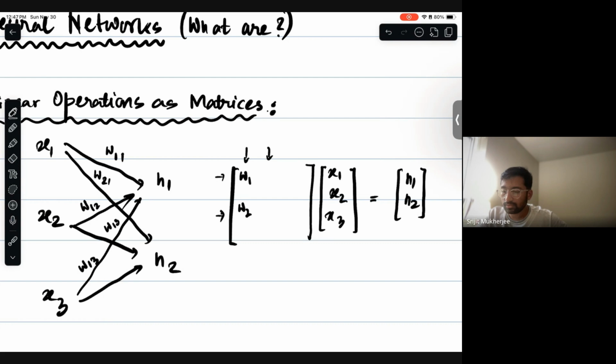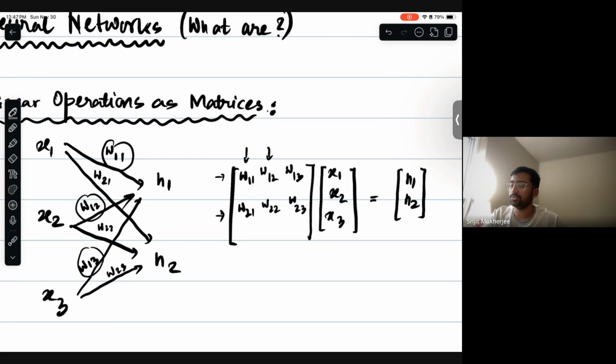And similarly, this one is w23. So if you observe now, h1 is coming from w11, w12, and w13, and w21, w22, and w23 give h2. All of you understood this, guys?